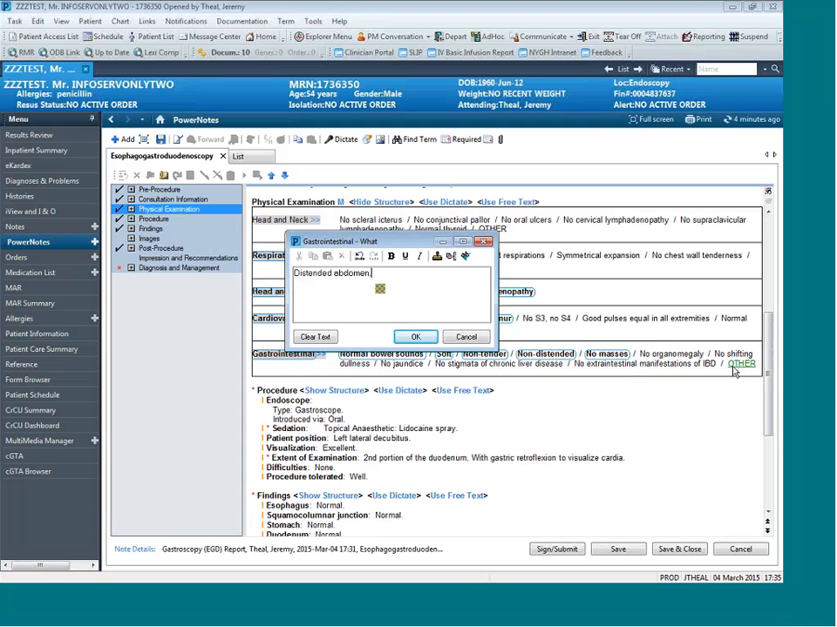Distended abdomen, with shifting dullness, suggestive of ascites.